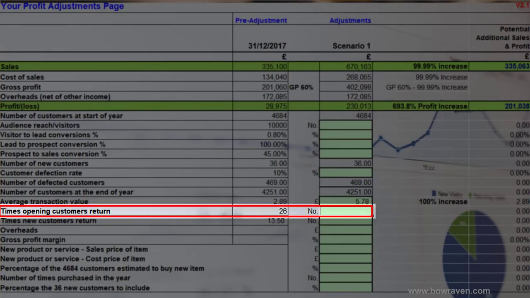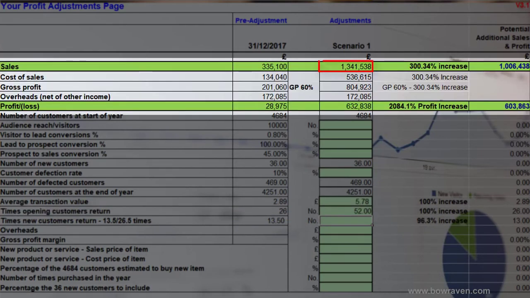The next number in that list was changing the number of times customers return. At the moment, they come once every 2 weeks. Let's assume we can get them to come once a week, so I'm going to change that to 52. Now you'll see that our sales have increased to over £1 million, and our profit has increased to £632,000.